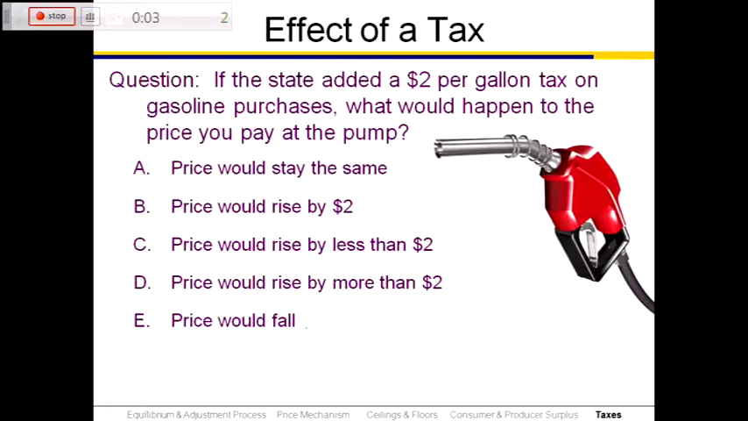Suppose that the state, let's look at the tax. Suppose the state added a $2 per gallon gas tax. So instead of whatever it is right now, $3.85 a gallon, there's another $2 tax on top of that. What would happen to the price you pay at the pump? A, it would stay the same. B, it would rise by $2. C, it would rise by less than $2. D, it would rise by more than $2. Or E, the price would fall.